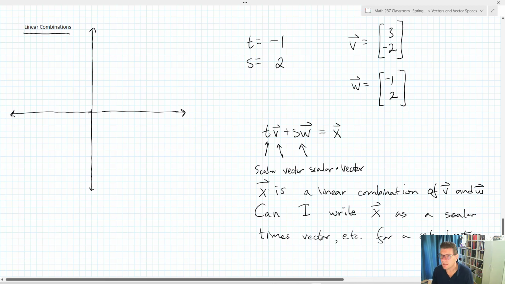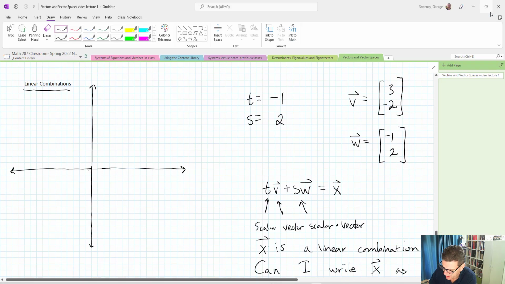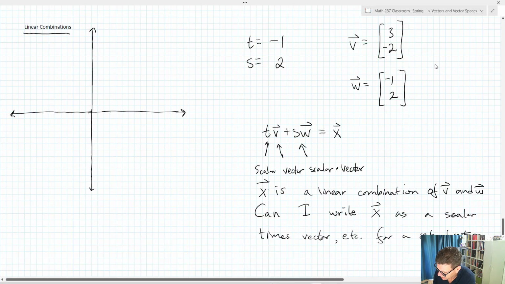Now, geometrically, what a linear combination looks like, let's say, for example, we did TV. We'll start out, and I'm going to make this first vector TV with red. V is 3, 2, so this is 1, 2, 3, and negative 2. Then we're going to scale it by negative 1, and what that means is that we're going to flip it over the origin. We're going to move it in the opposite direction. So this vector right here is TV.